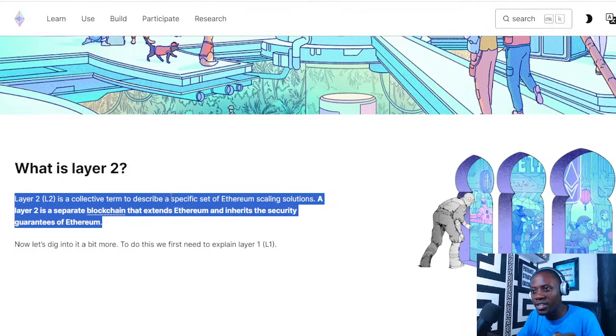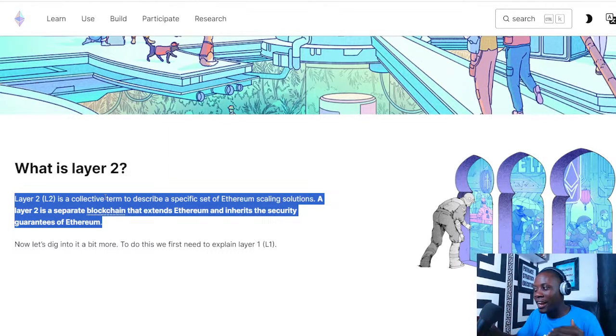And so layer 2s are a collective term, like we have read, used to describe a specific set of Ethereum scaling solutions. The idea of layer 2 is simply addressing scaling. There's something called the blockchain trilemma, which says that a blockchain can only achieve 2 out of the 3. What are the 3? Scalability, decentralization, and security. So Ethereum is secure, decentralized, but non-scalable. And so layer 2s came and said, you know what? You are secure, you are decentralized, let's make it scalable.